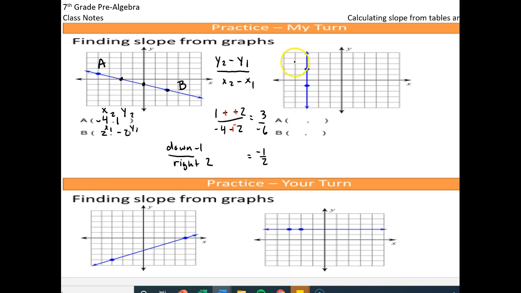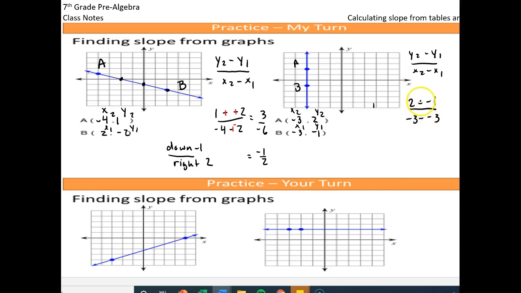All right, let's do another one. So we'll call this point A and call this point B. That was left 1, 2, 3, and then up 2. So -3, comma 2. And left 3 and down 1. So again, y2 minus y1 over x2 minus x1. I'll call this x2, y2, x1, y1. So we have 2 minus -1 over -3 minus -3.